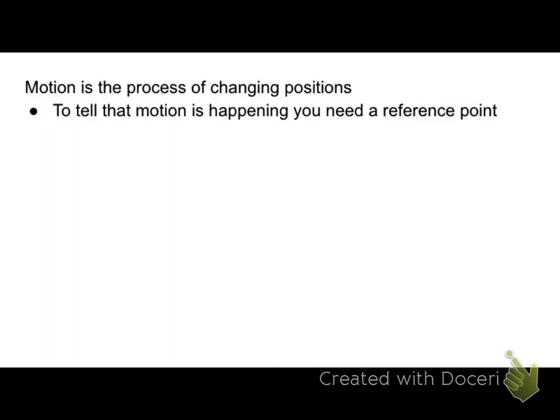Okay? So in order to tell that motion is happening, we have to have a reference point to go with it. I'd hope if I looked further. I would hope so, right? Logically, we know the plane must be moving if it is in the air, because if it was not moving, it would be falling out of the air.